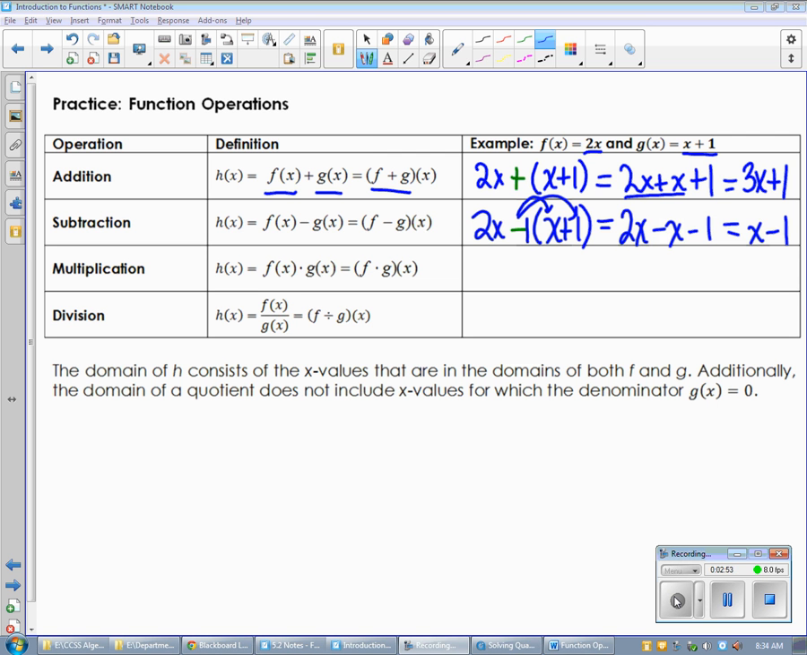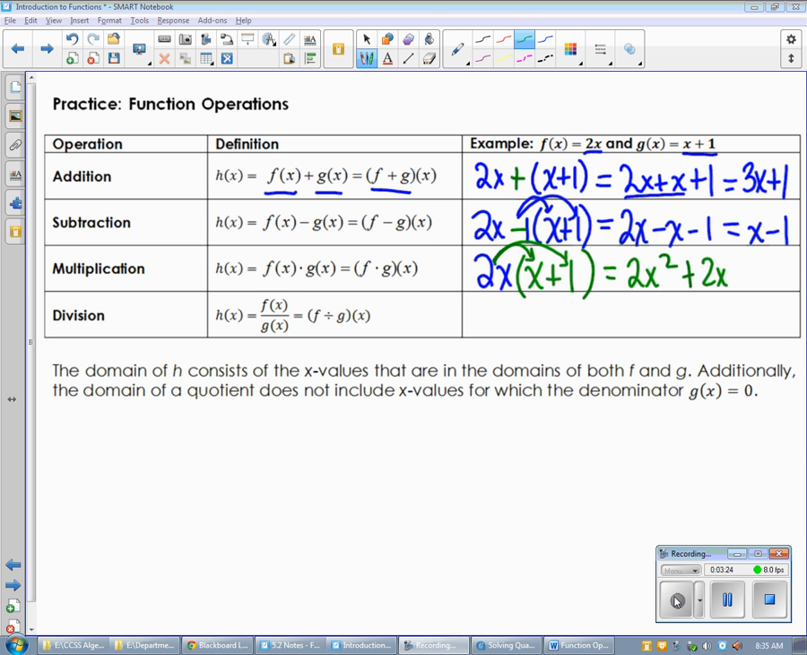You do need to make sure that you have appropriate grouping symbols. If I want to multiply my function f of x times g of x, I want to make sure that I use grouping symbols. And this time, the grouping symbols I'm going to use are parentheses. But again, in this case, my parentheses correspond to multiplication. And whenever you're multiplying an expression times a quantity, you need to use the distributive property. 2x times x is going to leave me with 2x squared, and 2x times 1 is going to leave me with 2x. And that expression cannot be factored any further.